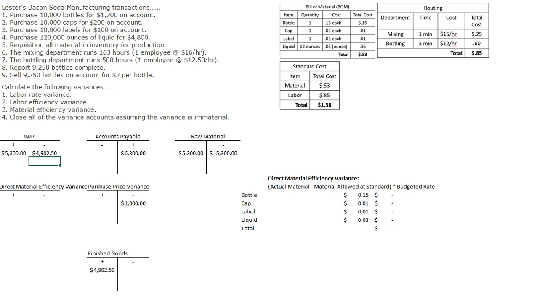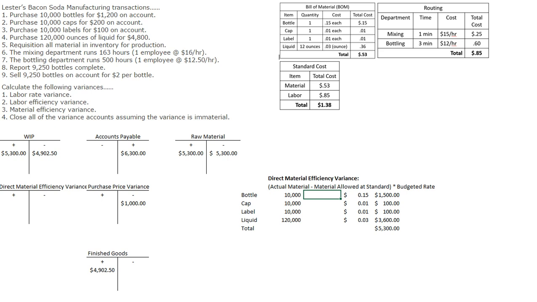You take your actual material, and that's for each item, bottle, cap, label, liquid, actual material. Well, when that person went to the warehouse, they pulled out actually 10,000 bottles. They pulled out 10,000 caps, they pulled out 10,000 labels, and they pulled out 120,000 ounces of liquid. Now, how much were they allowed to pull out? Well, they pulled it all out, so you could say they were allowed to pull it all out. That's not what I mean.